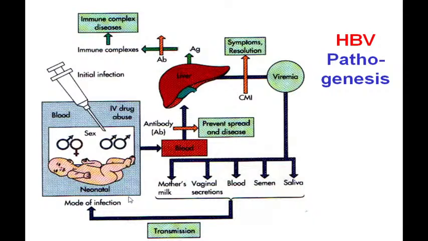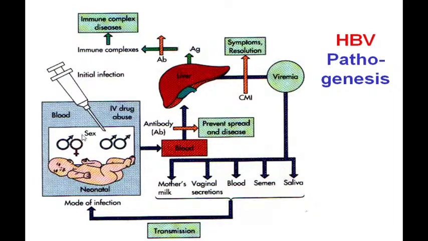So now pathogenesis of hepatitis B infection. So you can see here that all body fluids are infectious. And this is vaginal secretion, blood, semen, saliva, mother's milk. So with this, the virus can be transmitted horizontally, but also through the bloodstream. The virus can be transmitted vertically from mother to child. So neonates can be infected, even the fetus can be infected, but also neonates can be infected with the hepatitis B.